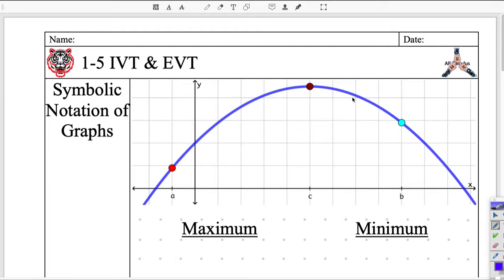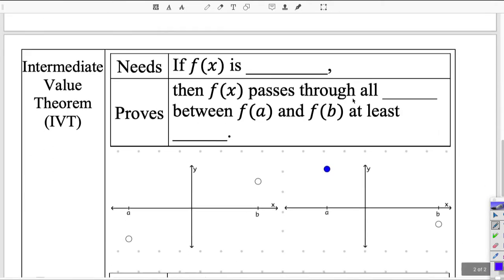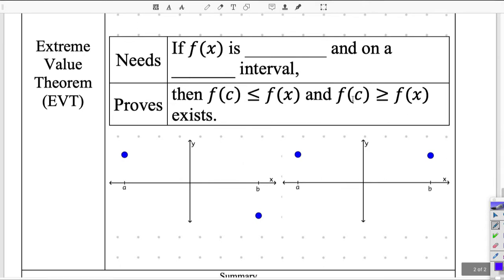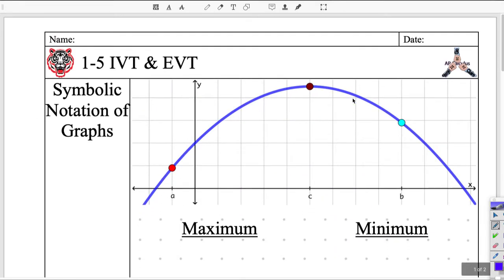All right, so today's lesson, 1-5, IVT and EVT. Those stand for things on the back. You will see them: intermediate value theorem and extreme value theorem. They're two of the 3 that you definitely have to have memorized. So before I even jump into what those theorems are, I need to get some review on what it means to have symbolic notation on your graphs.